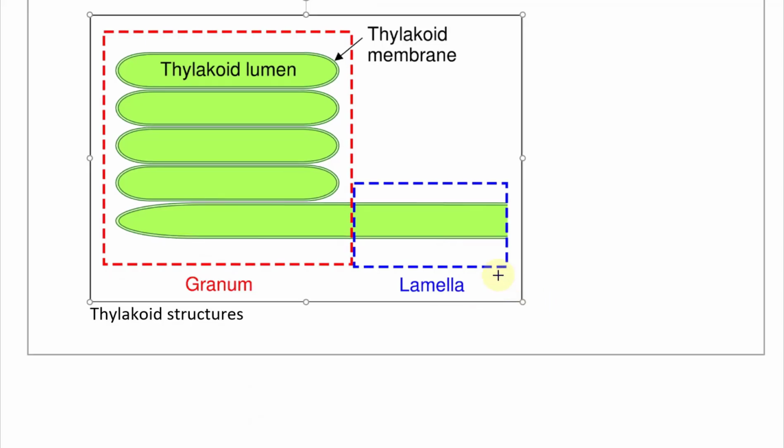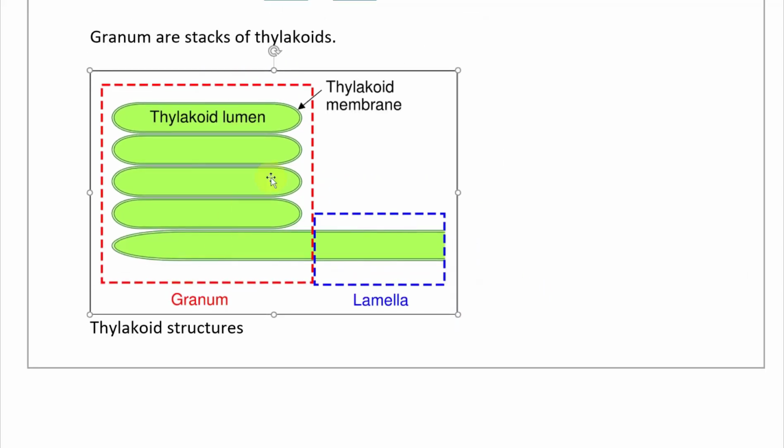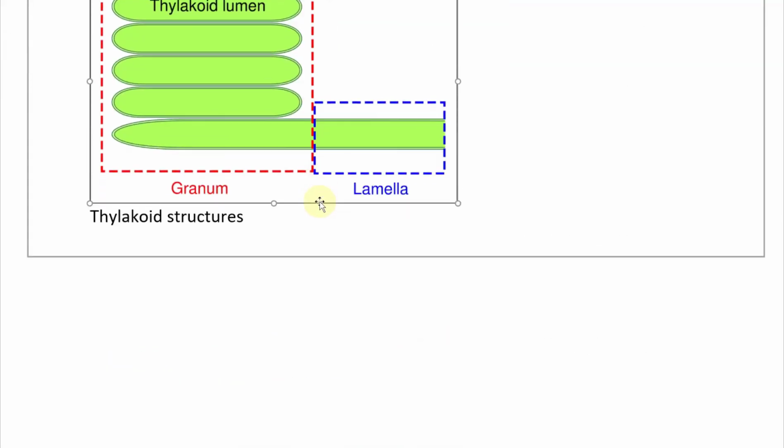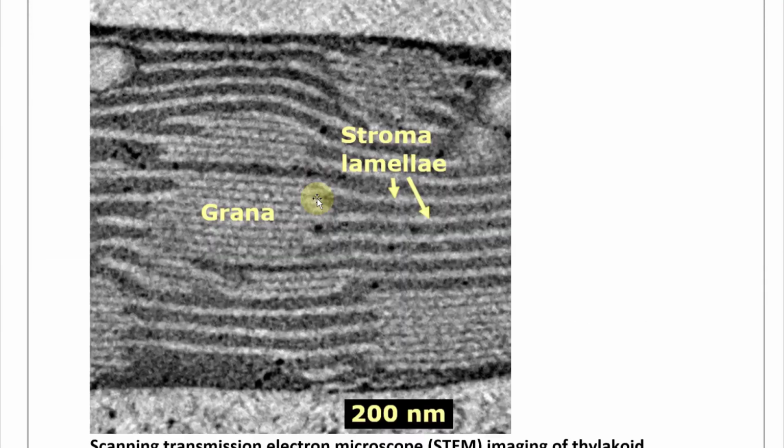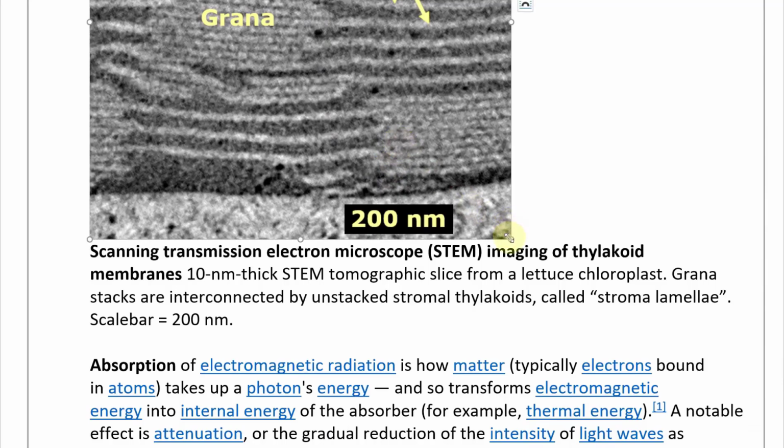Here's the diagram of thylakoid structure. This entire thing in red is a granum, and this one is also called the lamella. Actually, it's pronounced lamella. Yes, I searched it out. And inside these thylakoids you have a thylakoid lumen, and there's the membrane around it. That's a super dark green one over there. Let's continue further. Now here's an electron microscope image.